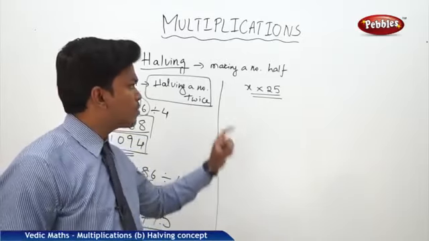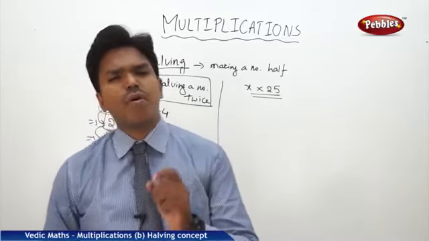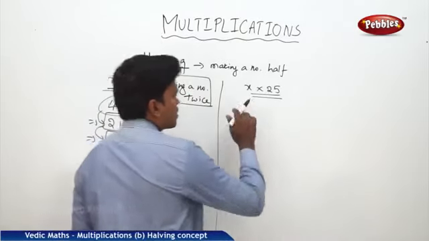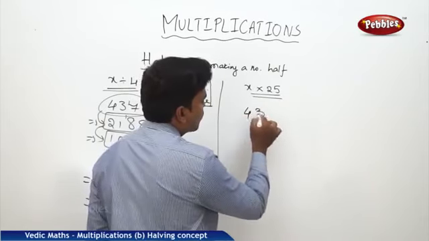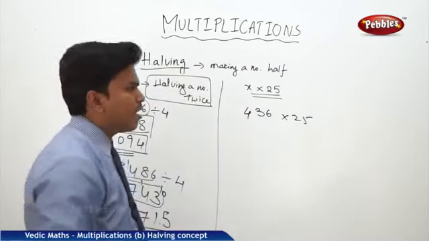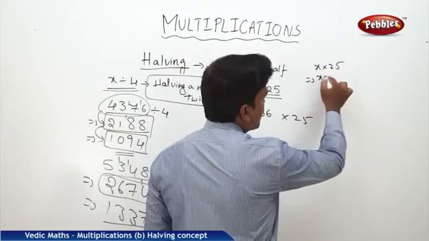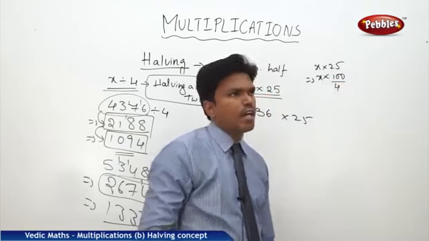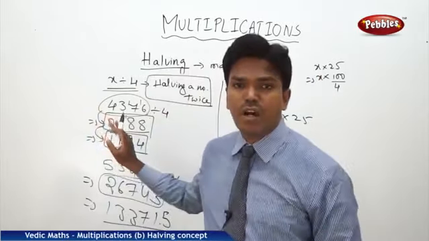Now we will see another use of halving in case of multiplication by 25, but we are going to see a small change in multiplication by 25 here. Whenever you are multiplying any number by 25, let us take an example, 436 into 25. I want to multiply 436 with 25. Here you tell me x into 25. So 25 can be written as 100 by 4. So what you are thinking, first multiply the number by 100, then division by 4, where division by 4 is nothing but halving twice.